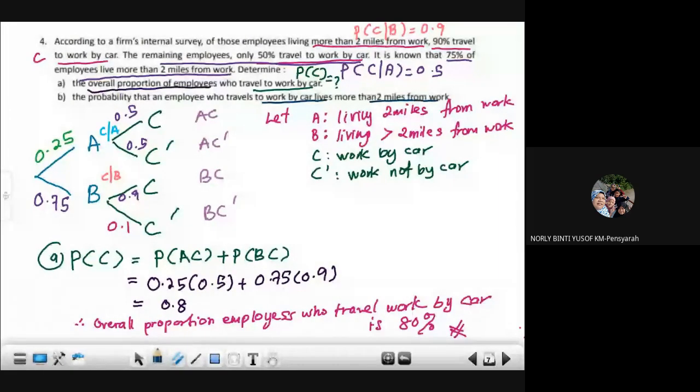Adakah living more than 2 miles for work atau work to car? So dia nak probability employee who travels to work by car. So itulah probability yang berlaku dahulu. This one is the given probability. Ini given. Okay, and then live more than 2 miles per work. Kat sini dia nak cari probability B given C. Itu yang dia nak cari. So your car is your given probability. So B.